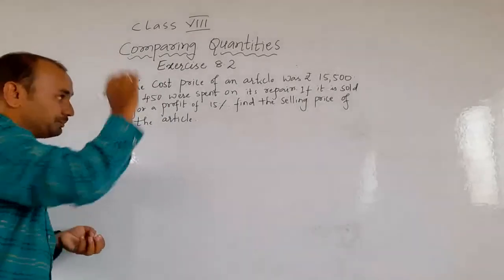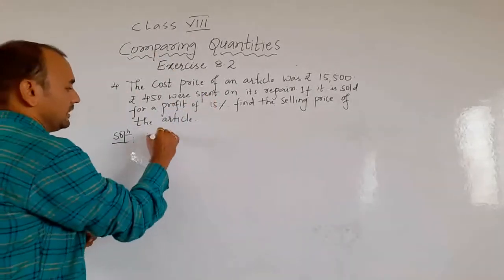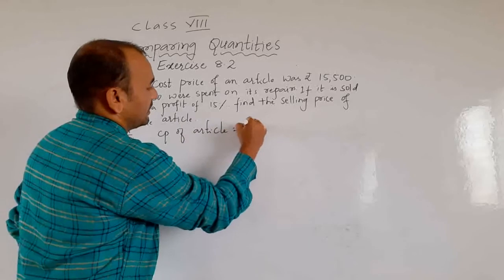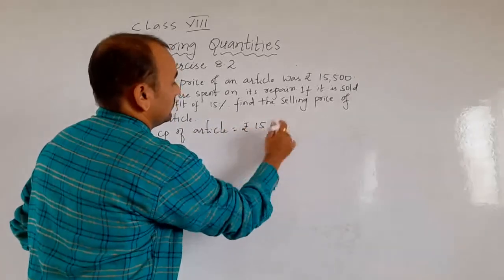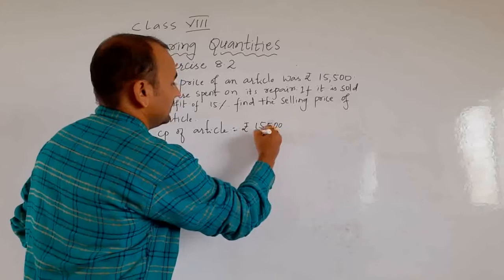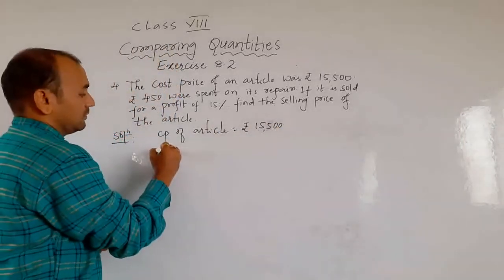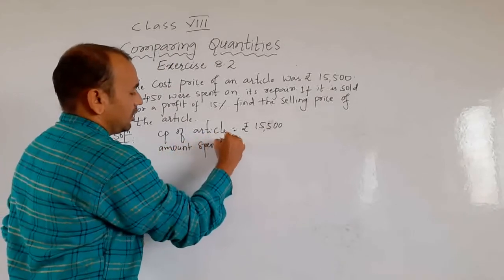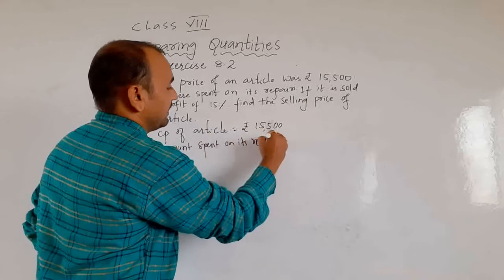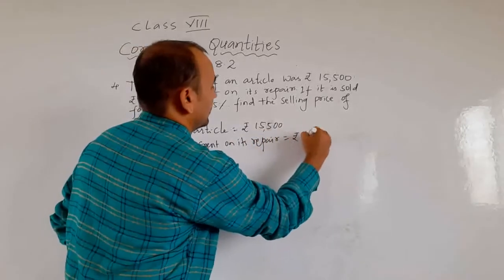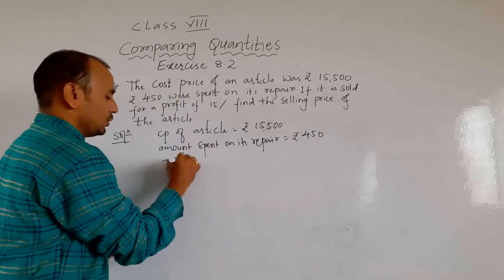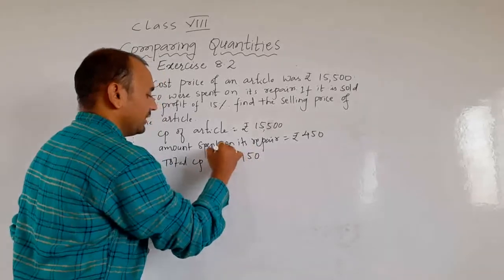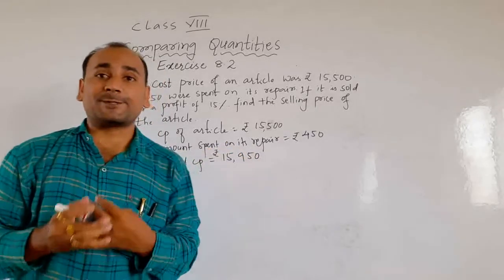That is, CP of the article is equal to rupees 15,500, and the amount spent on its repair is equal to rupees 450. Then this total CP will become 15,950 rupees. This is the total cost price.